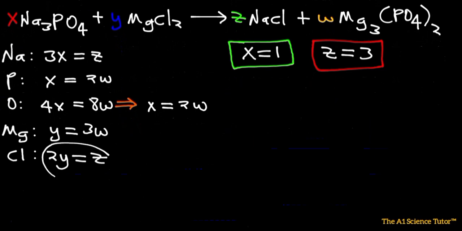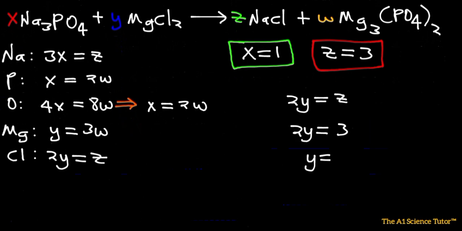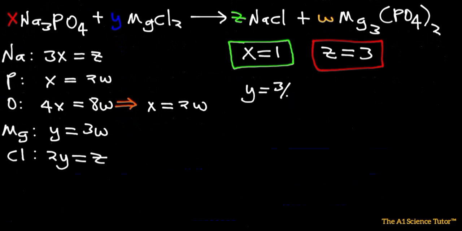Now, we also have stuff that can lead us to find what y is. We know that 2y is equal to z. z now has been found to be 3, so that's 2y is equal to 3. To get y, I'll divide both sides by 2. That will give me 3 halves. So y is equal to 3 divided by 2. So I need to write that there.